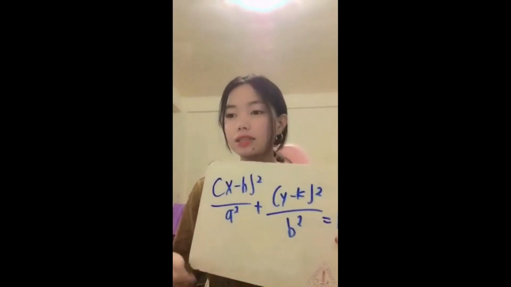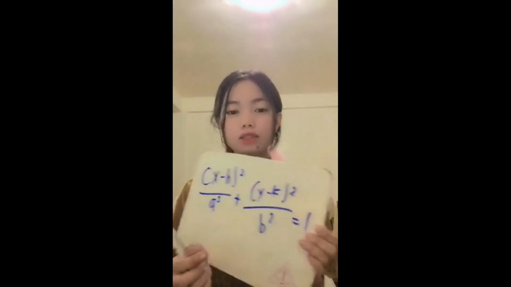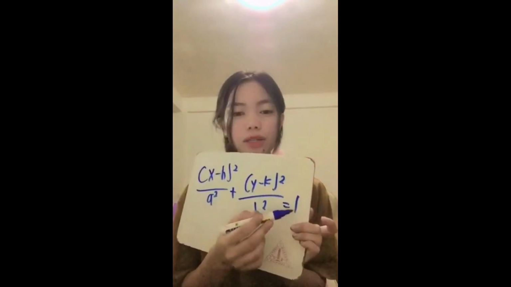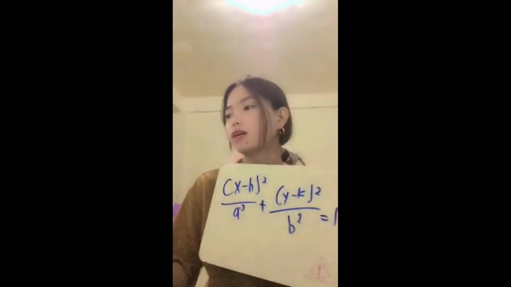And the formula equation is (x minus h) raised to 2 over a raised to 2 plus (y minus k) raised to 2 over b raised to 2 is equal to 1. Since the eccentricity of an ellipse is 1, the equation has 1 at the end.